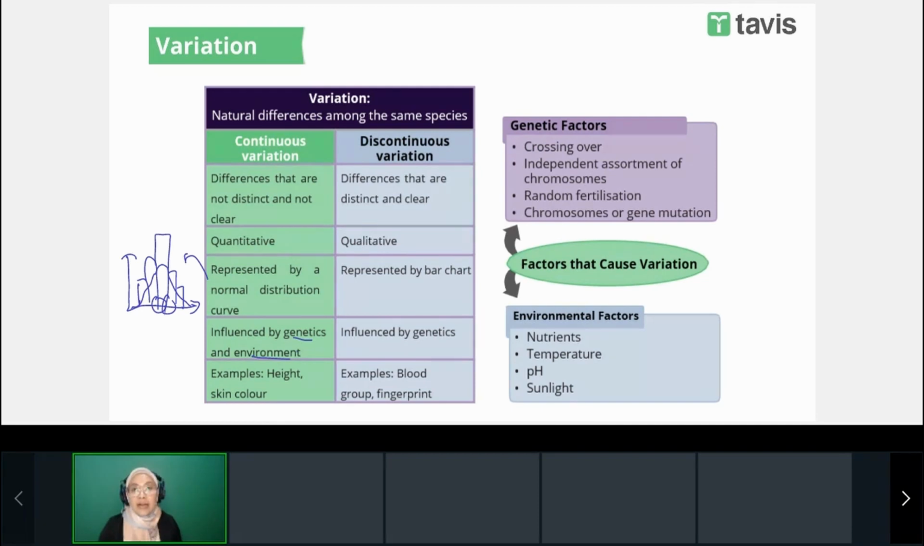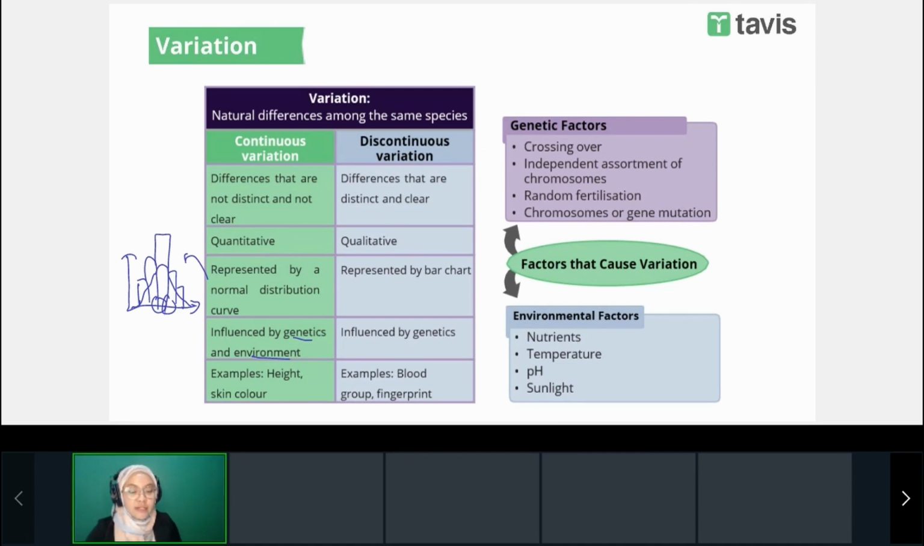Examples are height and skin color. Skin color is affected by the environment. If you live in a cold place, you tend to be slightly white. If you live in a slightly hot place, you tend to be slightly brownish.